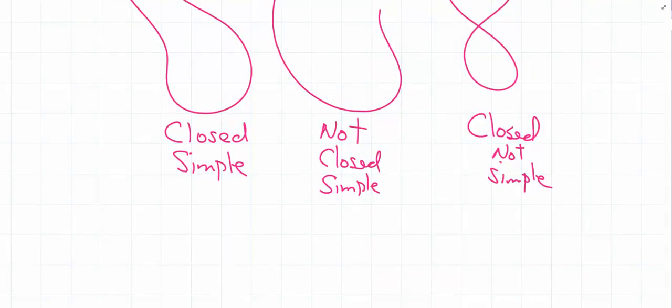Now, you can have a curve that's not closed and not simple. You can have something like that. That's a curve that's not simple and it's not closed. All right? Now, what we're going to look at is a simple closed curve with a particular orientation.